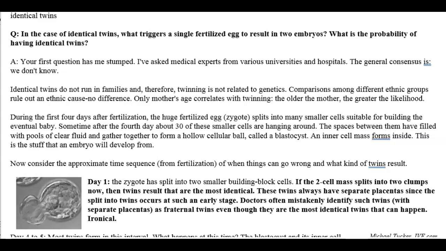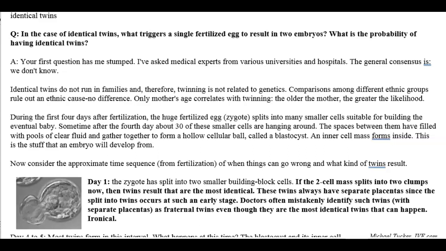During the first 4 days after fertilization, a huge fertilized egg, the zygote, splits into many smaller cells suitable for building the eventual baby. Sometime after the 4th day, about 30 of these similar cells are hanging around. The spaces between them are filled with pools of clear fluid and gather together to form a hollow cellular ball called a blastocyst. An inner cell mass forms inside. This is the stuff that an embryo will develop from. Now look at day 1.